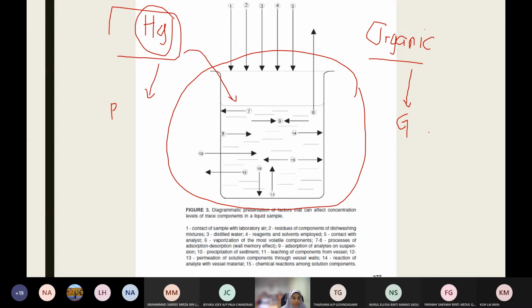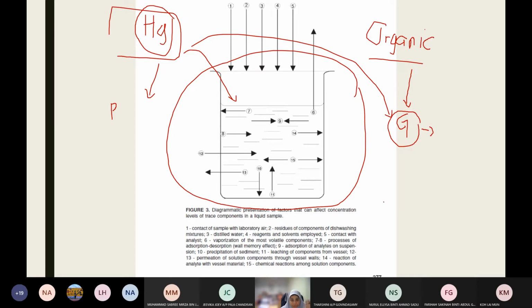Okay. Why? Because metals can contact with the glass. Metals can contact with the glass because glass has silicate. One of the materials inside the glass is silicates. So this glass can be in contact with your metals.